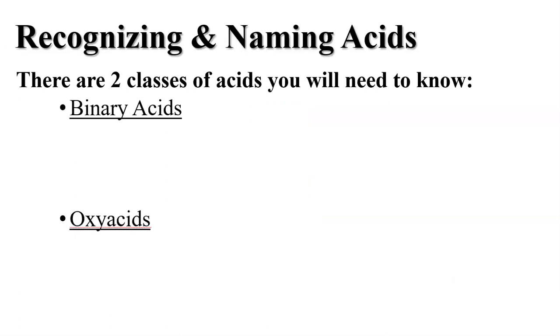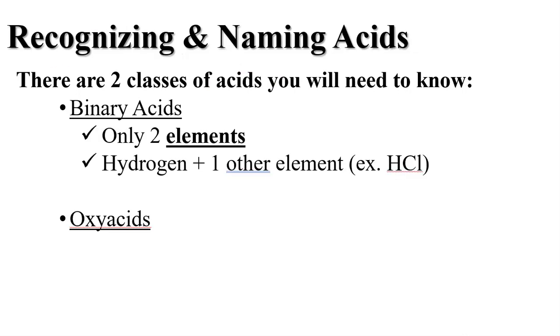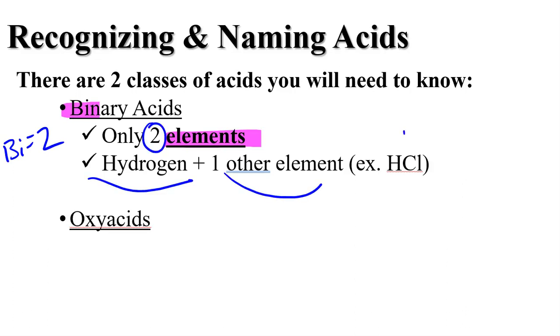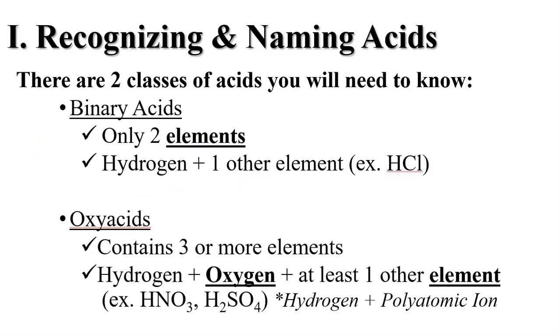So we have two classes of acids that you need to know. We have binary acids, which have only 2 elements. Bi means 2, so we only have 2 elements. So we'll have hydrogen plus 1 other element, for example, HCl. And then we have oxyacids, which contain 3 or more elements. If you remember that bi means 2, then you'll always remember that the oxy is just the rest, 3 or more. So we'll have hydrogen and oxygen and at least 1 other element. This is usually the ones that have polyatomic ions in it.